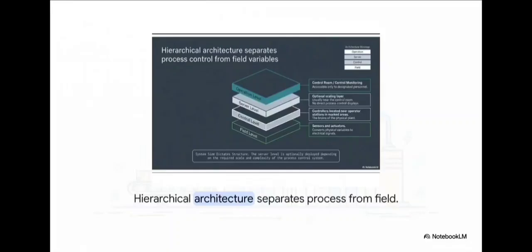Move up a step and we hit the control level. These are the controllers sitting near the process, acting kind of like the autonomic brain, making constant micro decisions. Above that sits the server level for scaling everything up, and finally, right at the top is the operation level. That's your central monitoring control room where the actual human oversight happens.